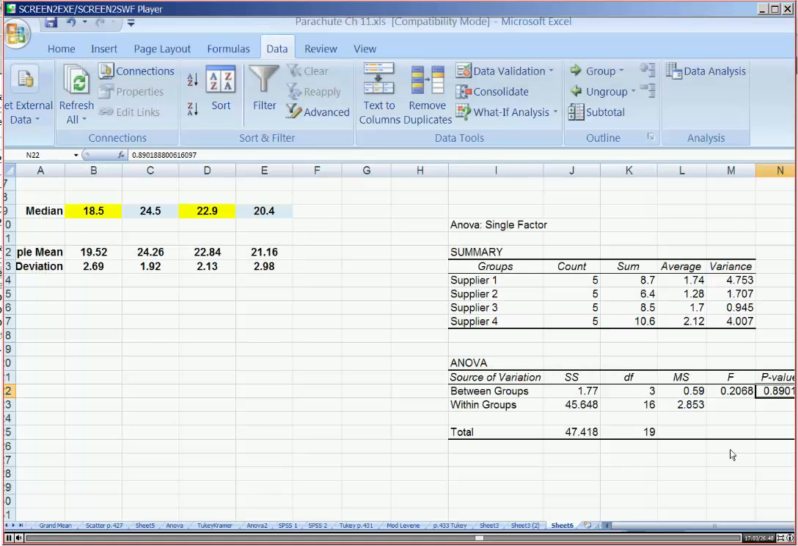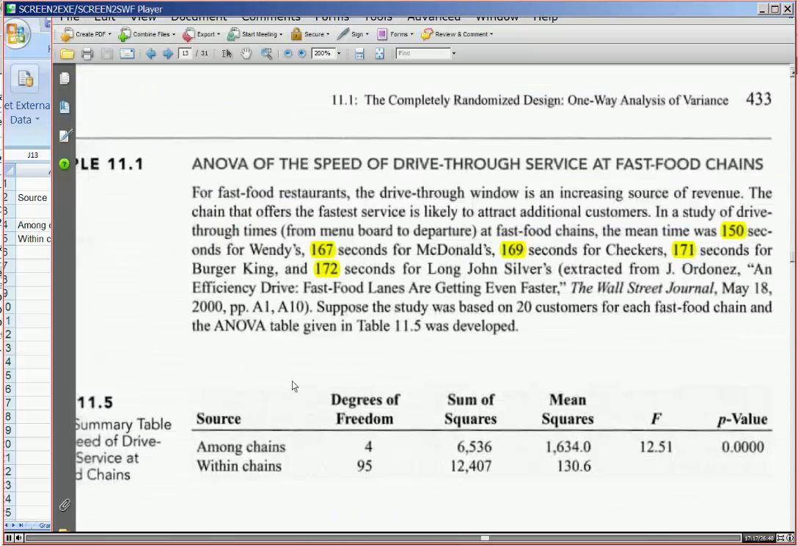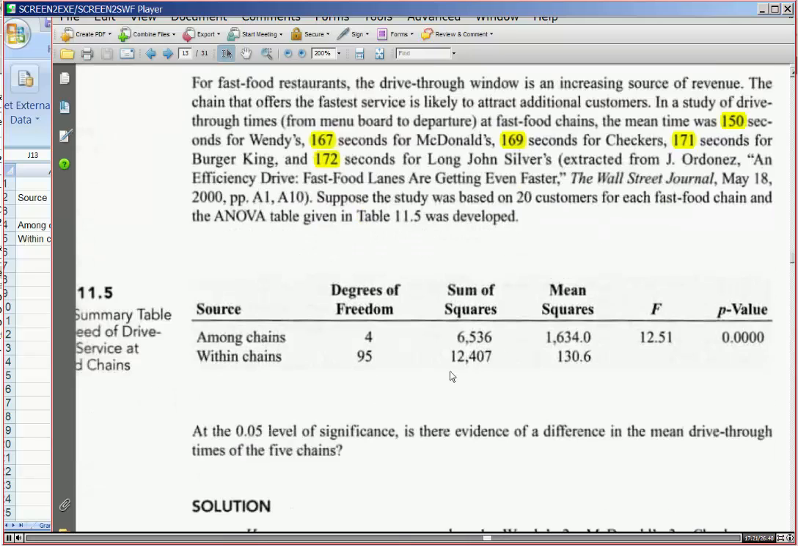Okay, let's put this in a neat little table like that. These are the values for the means. And this is the reproduction of the table which they show us. They pretend they've already run the ANOVA for the means.